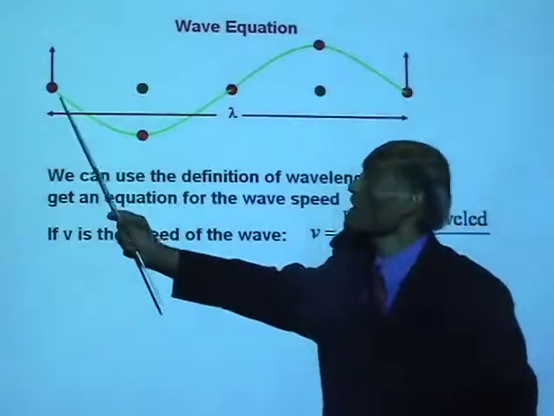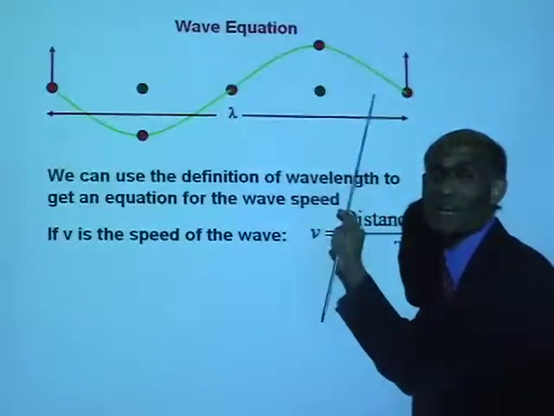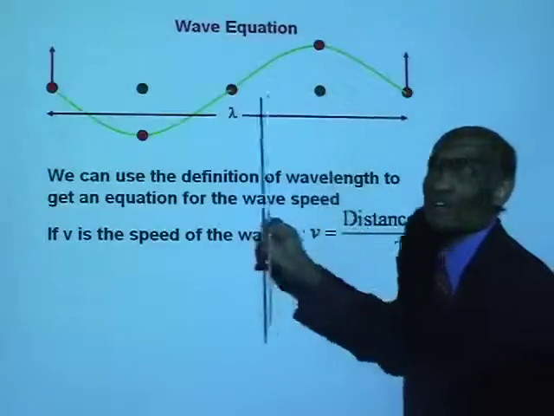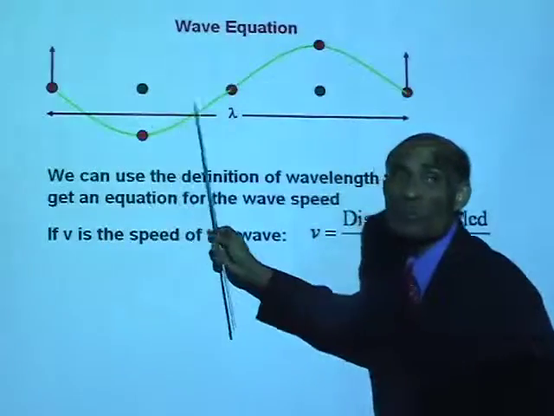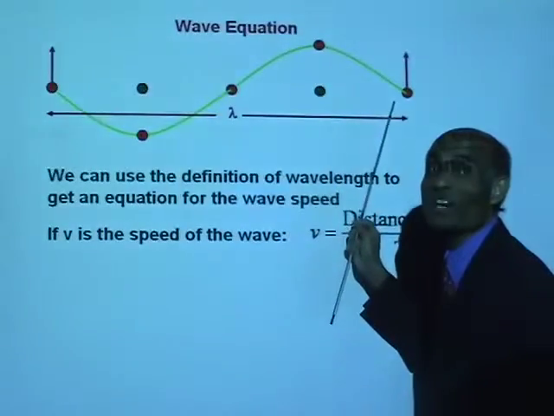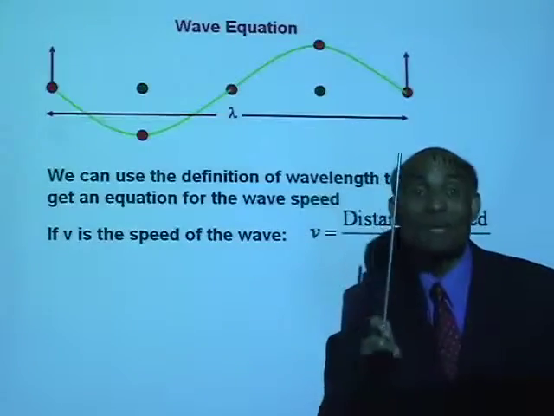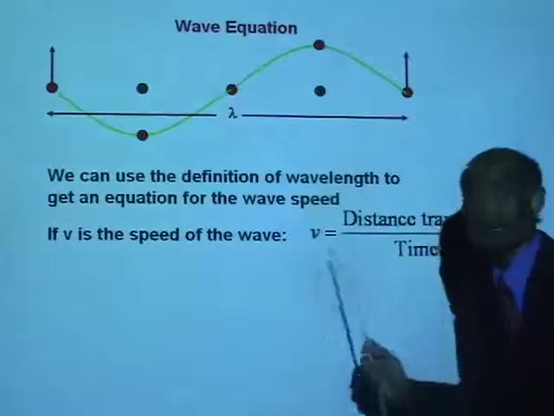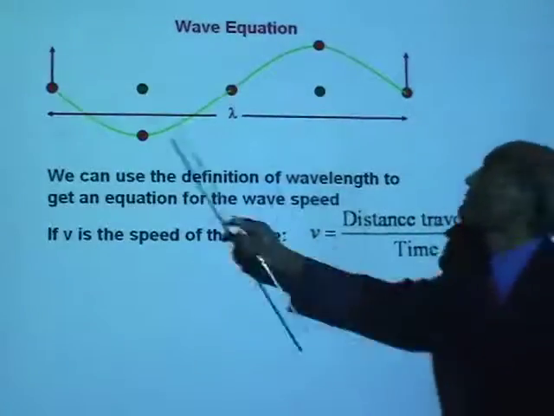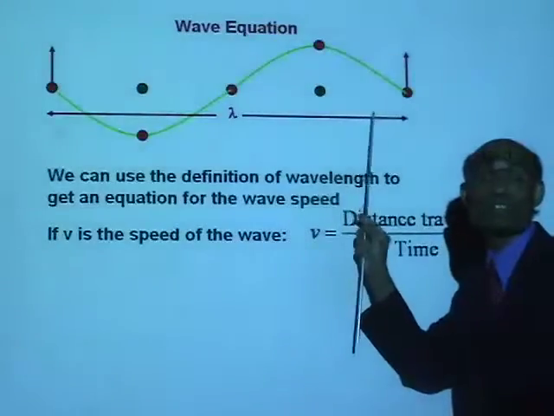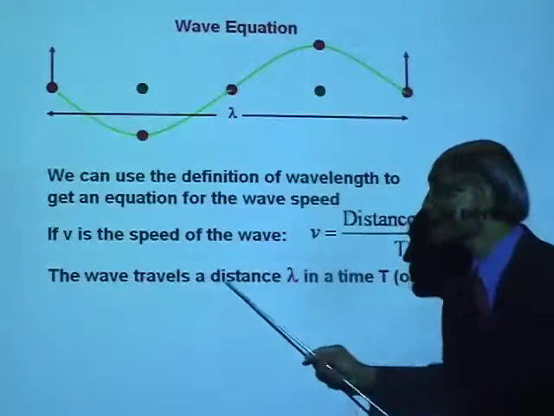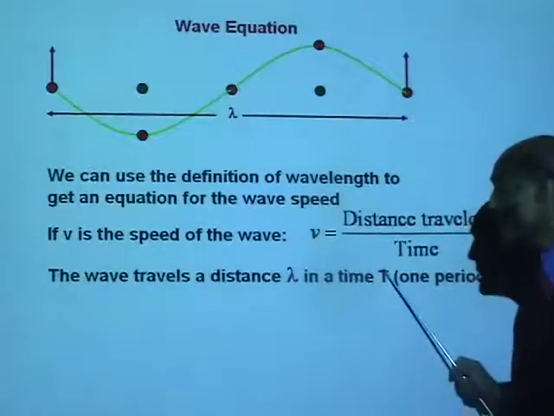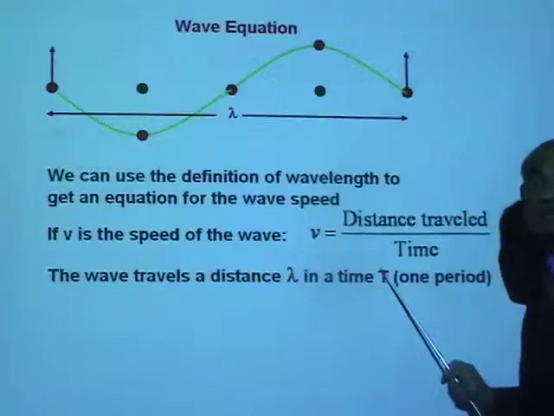Now just look at this. If this is the distance traveled, tell me what is the time taken for this distance? The wave advanced by this distance in what time? In one period. So if this time is one period, then this distance will be one wavelength. Is that right? The wave travels a distance of one wavelength represented by lambda in a time of one period.